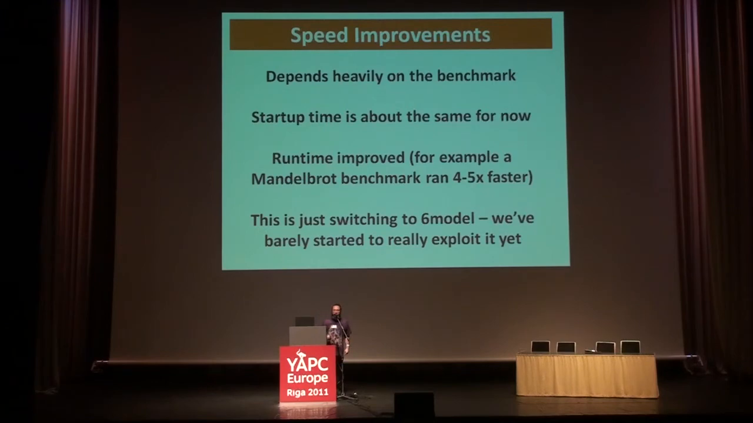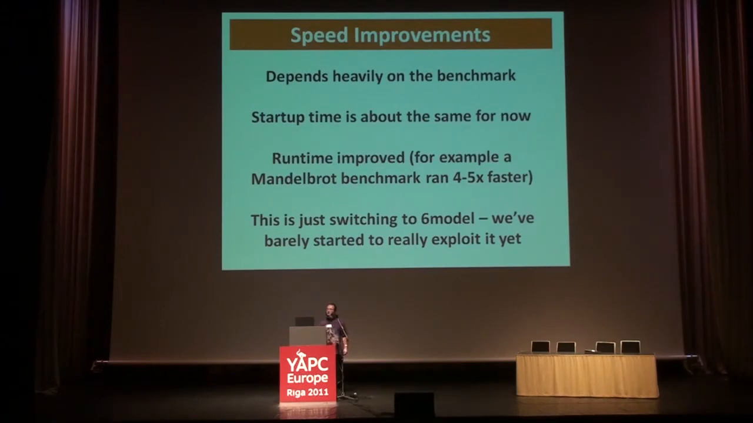One of the reasons we wanted to do this was speed improvements. Now this fell into two categories. The first was that we really needed this much richer model so that we'd be able to write a really good optimizer. But the second part was that we really wanted to get some direct wins out of doing this as well. Depending on the benchmark you run at the moment, startup time is about the same, but runtime is decidedly improved. So we took a Mandelbrot benchmark and it ran 4 to 5 times faster.